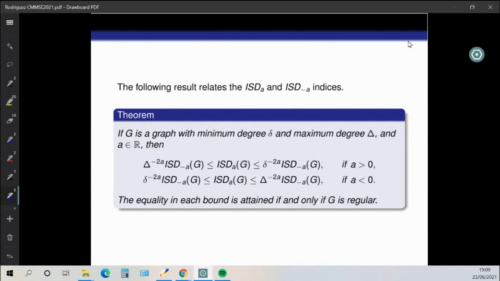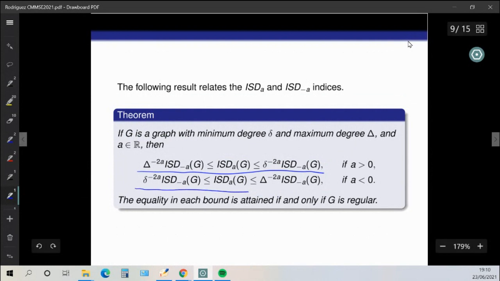The following result relates our index with positive and negative values of the parameter. If a is a positive number, we have these bounds, and if a is negative, we have the converse inequalities. And as before, these are sharp inequalities, and the equality in each bound is attained if and only if G is regular.